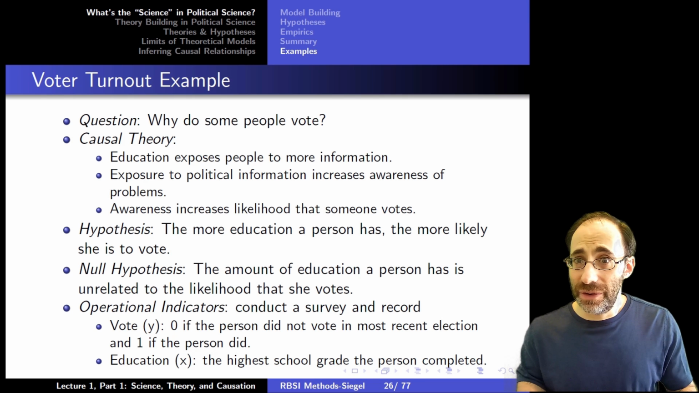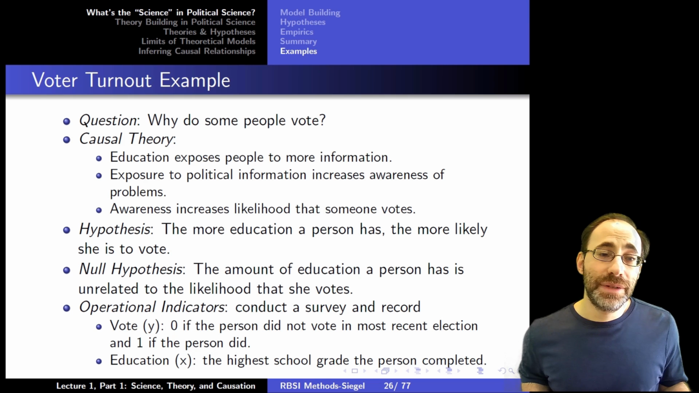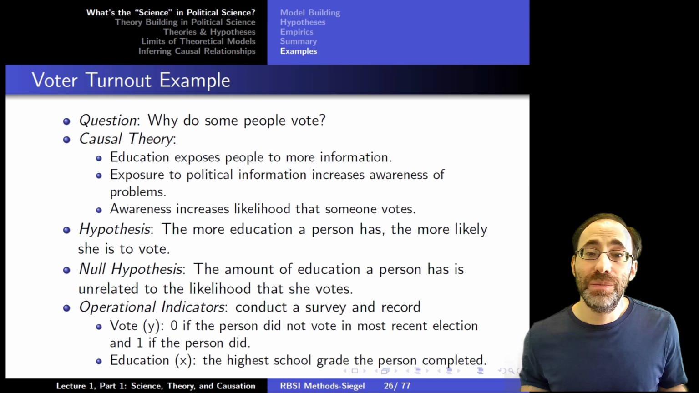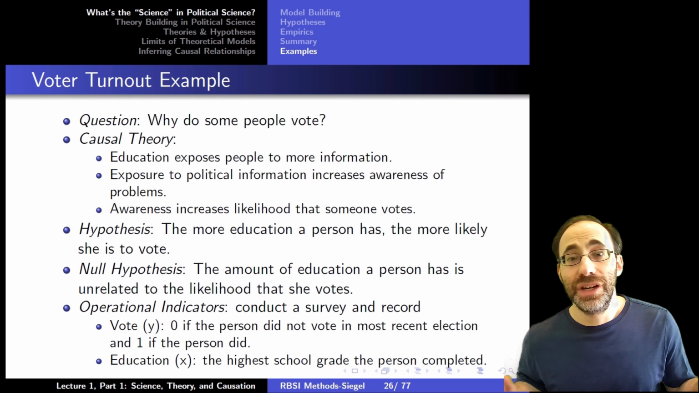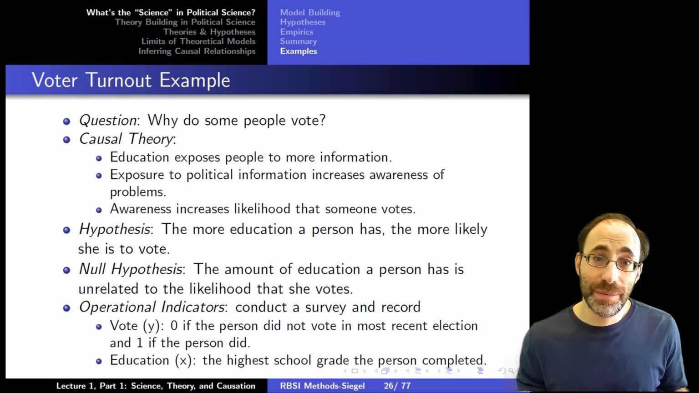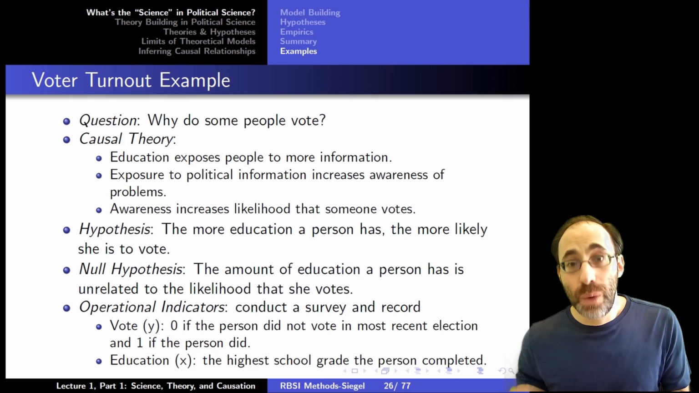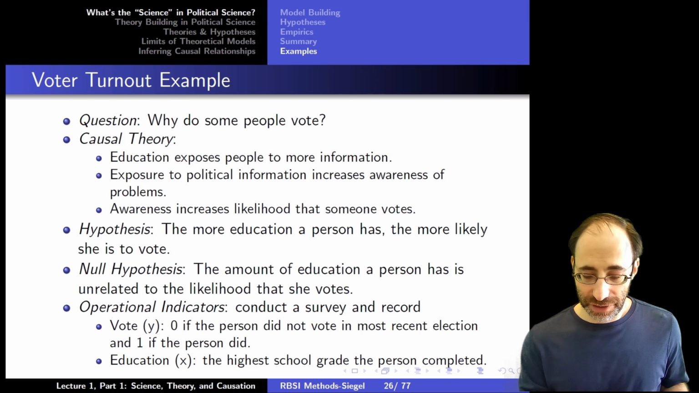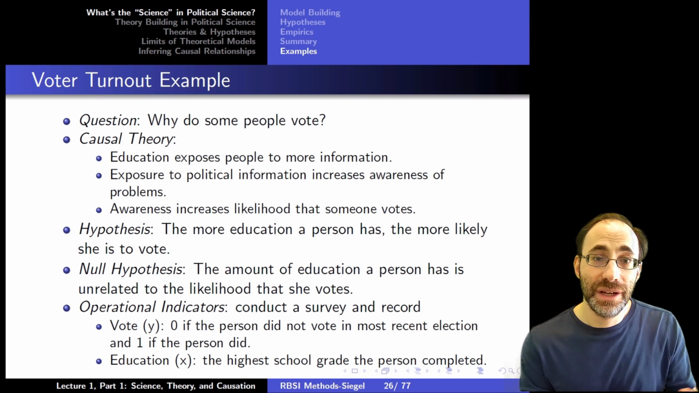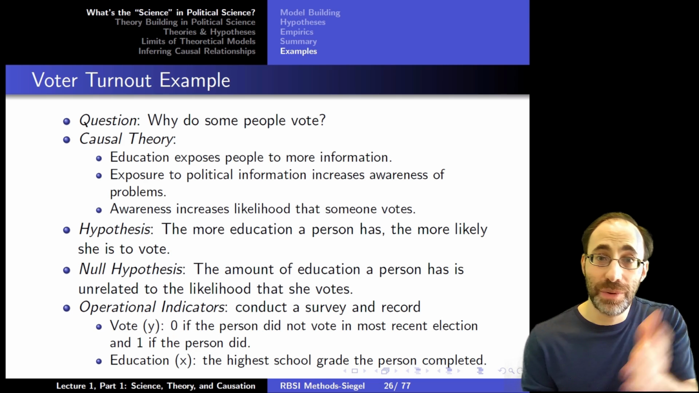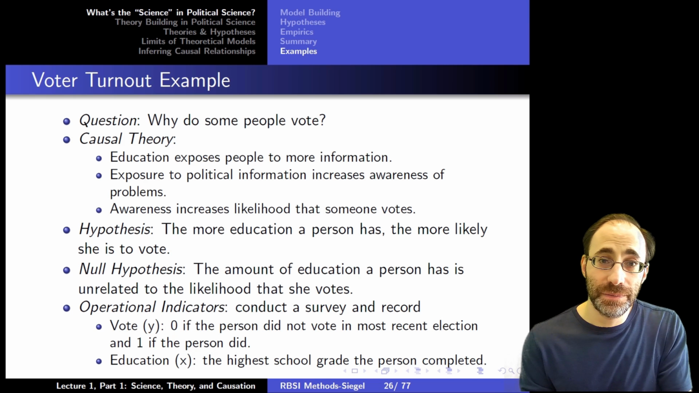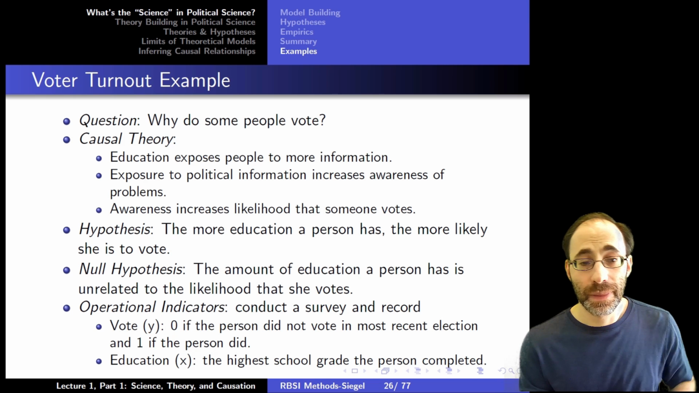This theory, which is not the only theory, it's just one theory, says that education exposes people to more information. This exposure to information increases one's awareness of problems. That awareness increases the likelihood that someone votes. So it's very clearly connected, right? Education gives more information. Information increases awareness to problems. Awareness makes you want to vote. It's a clear causal chain.